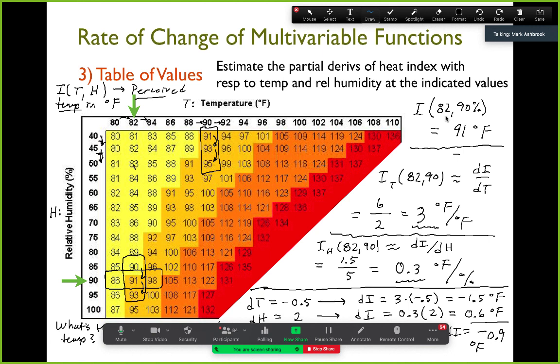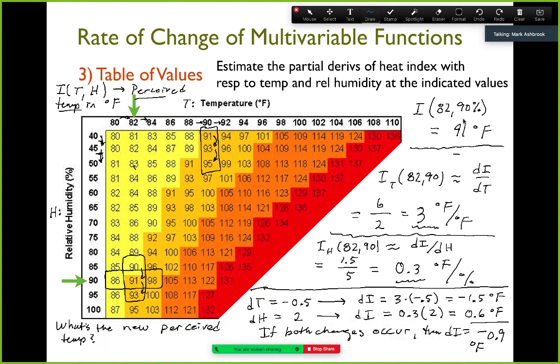Just focus here. So we're at 82 degrees and 90 degrees humidity, and it feels like 91 degrees outside. We saw a change in temperature, a change in humidity. Those two together made the temperature feel like it changed this much.